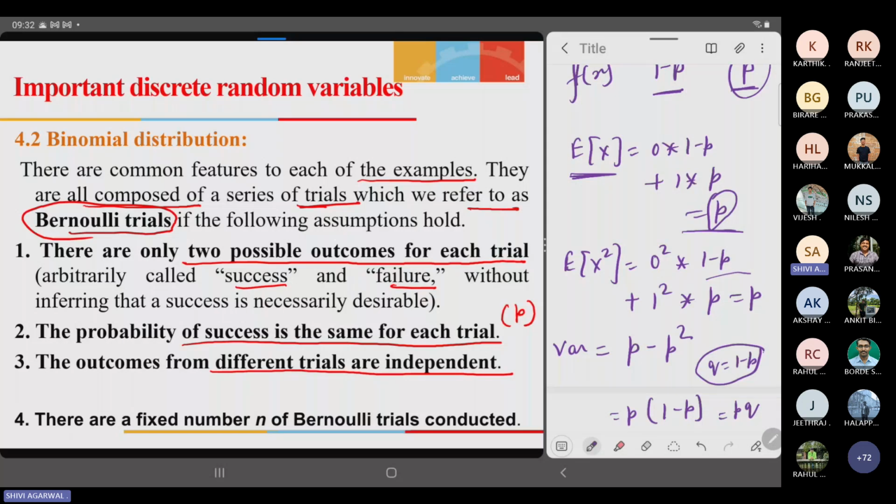If we are doing just one Bernoulli trial, tossing a coin only one time, that is the Bernoulli distribution. But if we are tossing a coin 5 times, whatever outcome comes each time is independent of the others. Then we can say we are doing n Bernoulli trials. Tossing a coin is a Bernoulli trial, either success or failure. In that case, we use the binomial distribution.